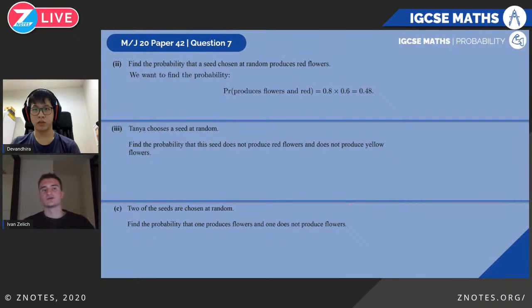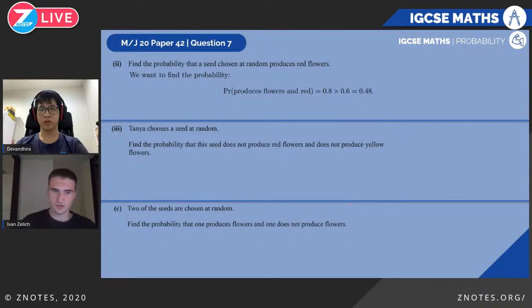Red flowers. So we want to find the probability that a seed produces flowers and that the flowers it produces are red. So that probability, well, we first have the probability that a seed produces flowers, that's 0.8, and then that they're red is 0.6, so 0.6 times 0.8 is 0.48, an AND in this case.